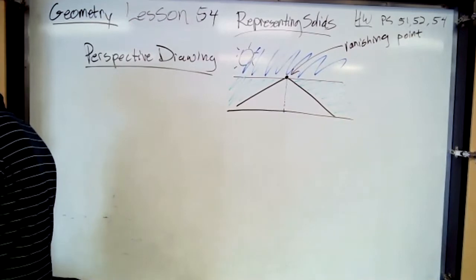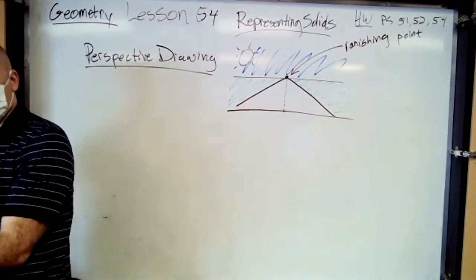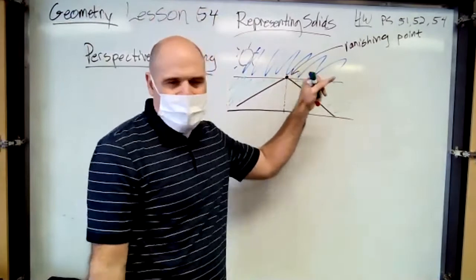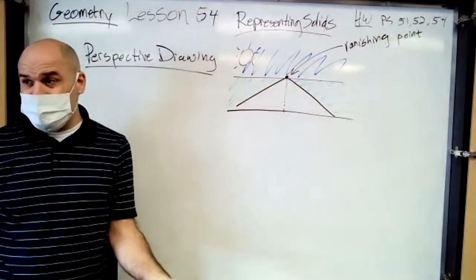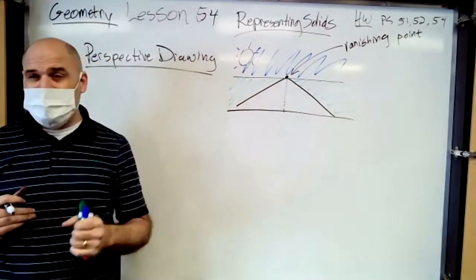So if you look straight down a highway, it appears that the edges of the highway eventually come together at a point, but they don't, right? These lines will never intersect because they're parallel lines in reality, but from your perspective, they are not.